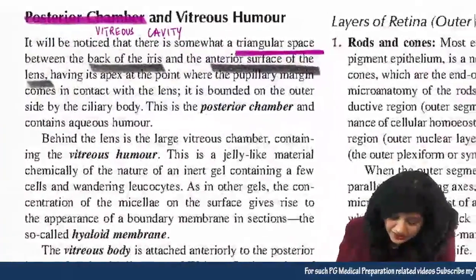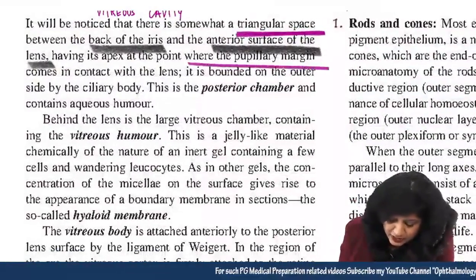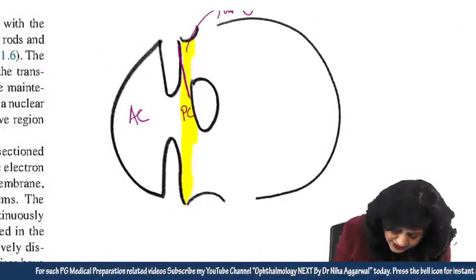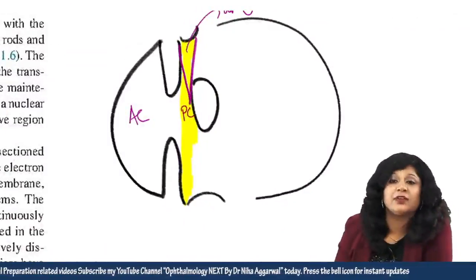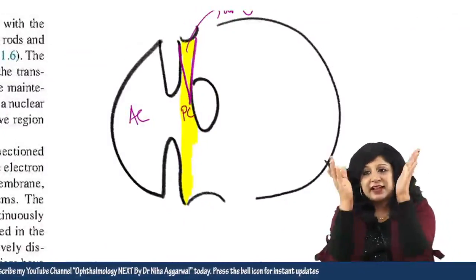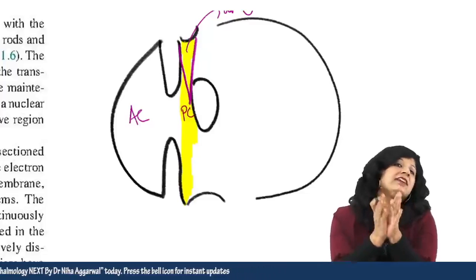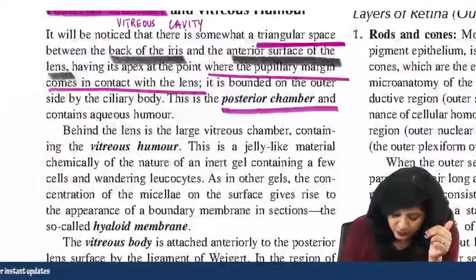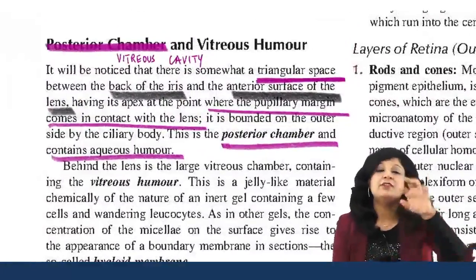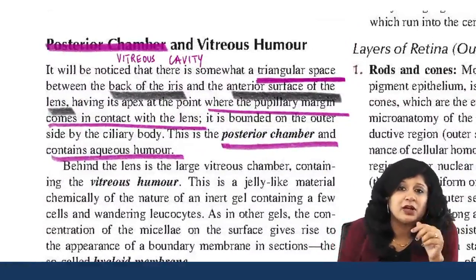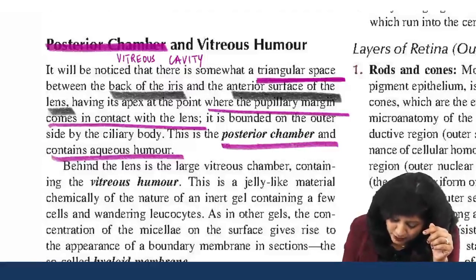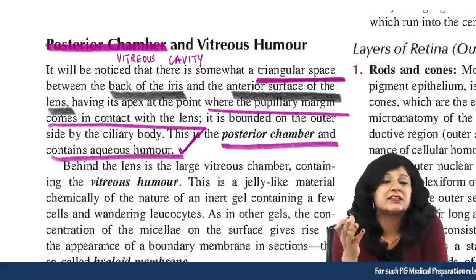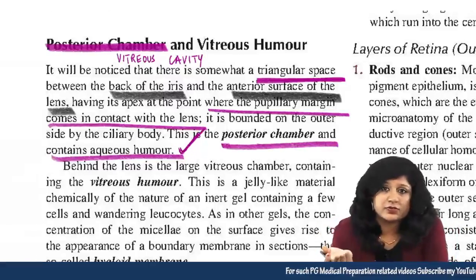It has its apex at the point where the pupillary margin comes in contact with the lens. So why is it triangular? When the pupillary margin comes in contact with the lens, the shape becomes triangular. So they are saying it is triangular in shape, and they are rightly saying that it contains the aqueous humor. I think they want to talk about the posterior chamber and then the vitreous humor, but here they have talked first about the aqueous humor. So we can cut that, because it becomes misleading, as they are saying that the posterior chamber contains the vitreous humor. That is wrong.